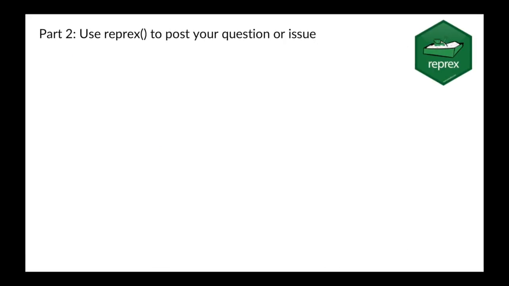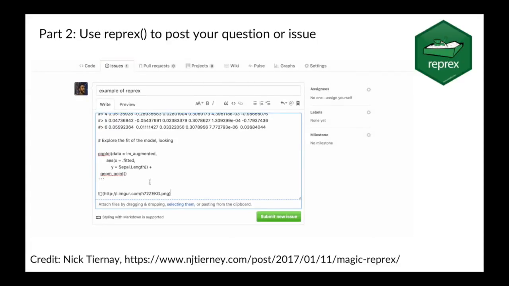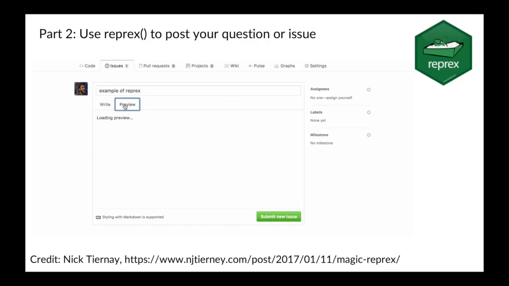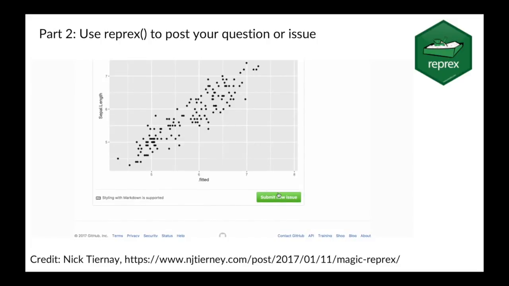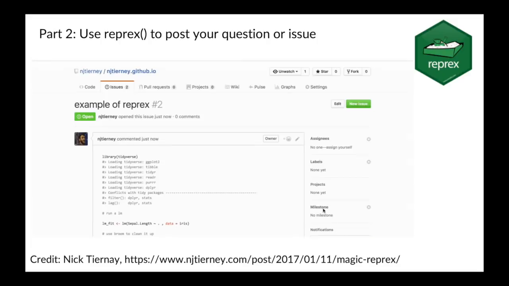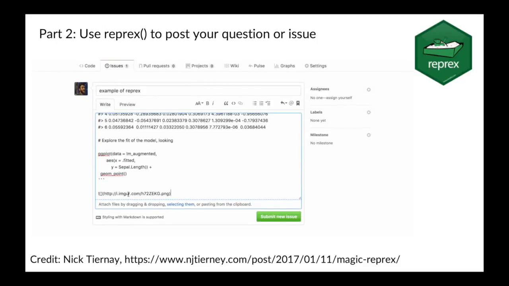So once you've done this with reprex, you can then use it to post your question or your issue. reprex makes it really easy to post even the graphs output. So we can see here that now Nick fixed his problem and he was able to submit an issue on GitHub, or you can put it on Stack Overflow or the R community site, or really anywhere that supports Markdown.